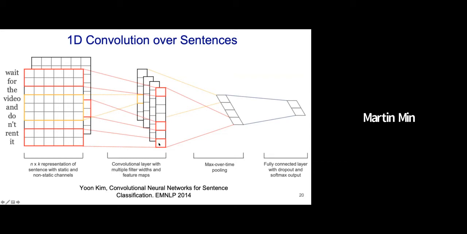Oh, this filter will account for the "don't rent" pattern. This will account for the "unhappy" pattern, and then that one will account for the "excellent" pattern, and the other will account for, say, the "great" pattern, something like this. You understand what I mean?